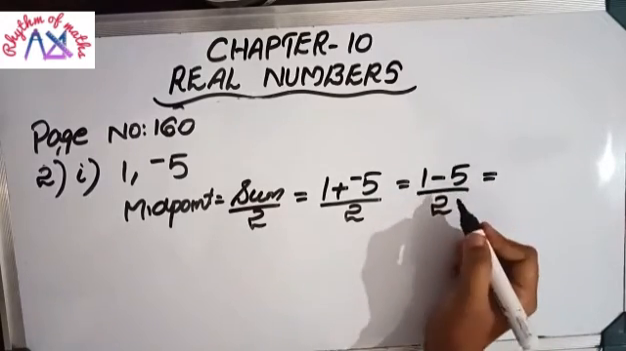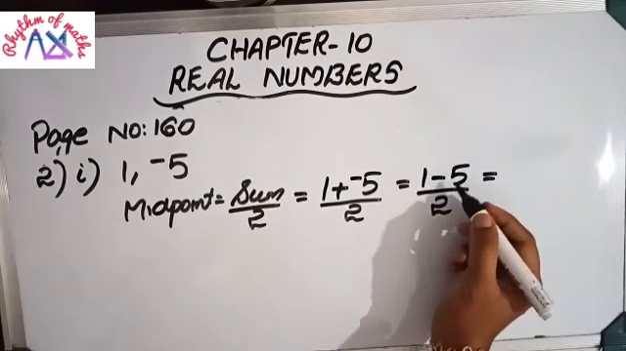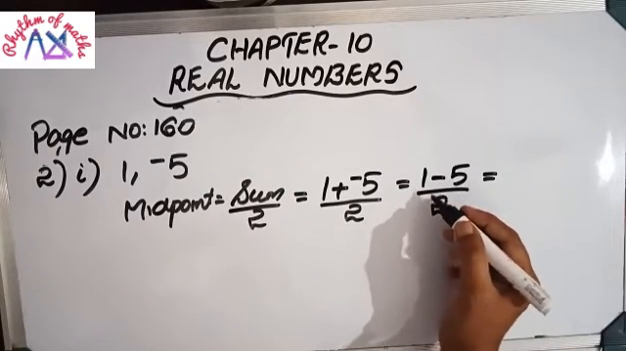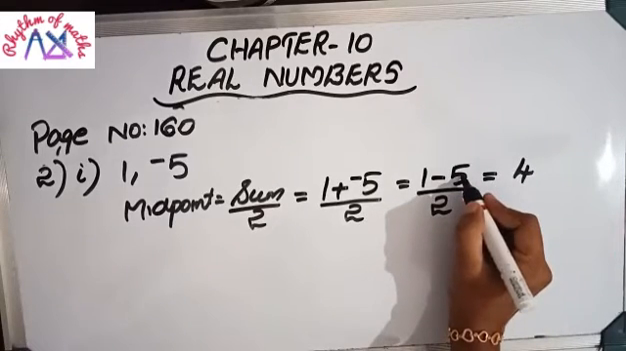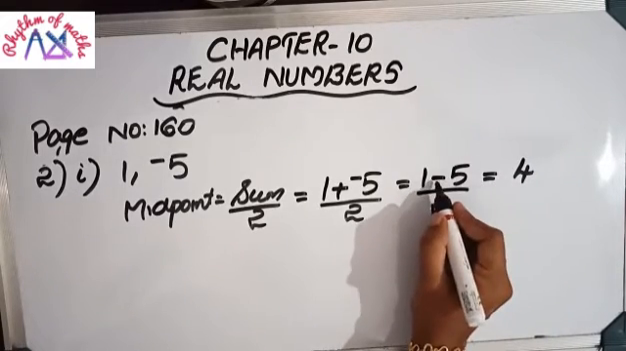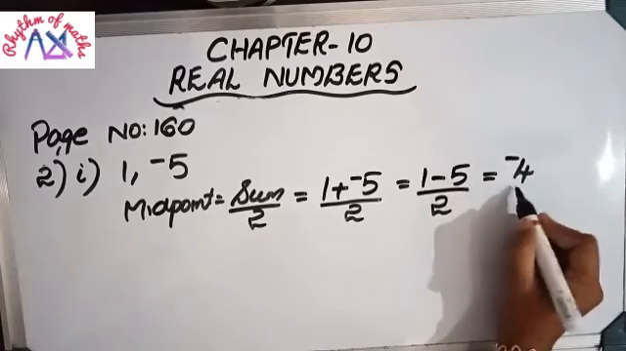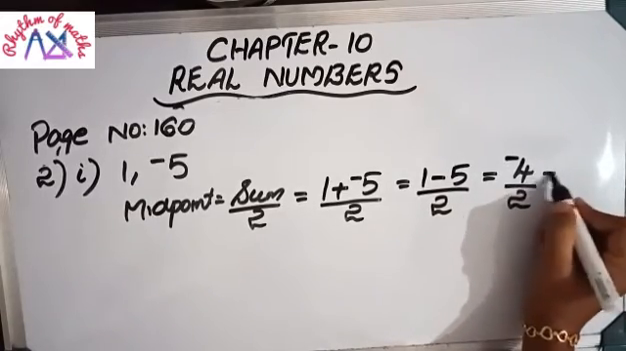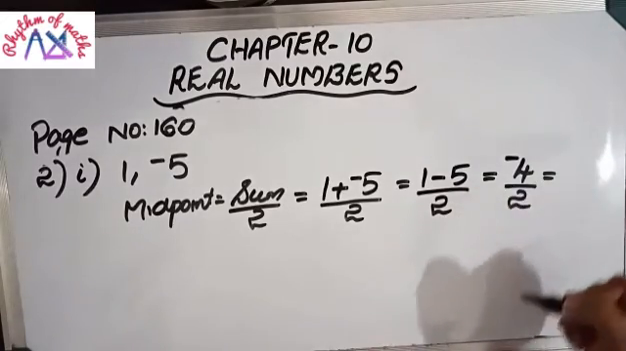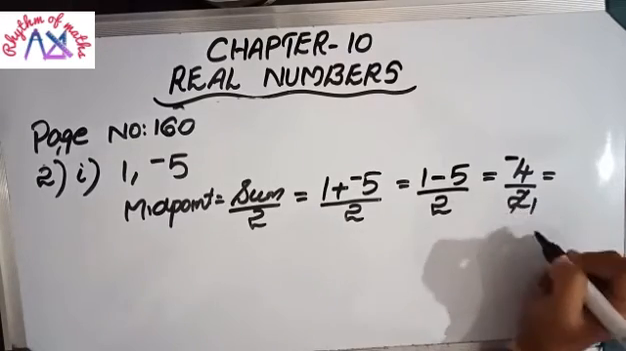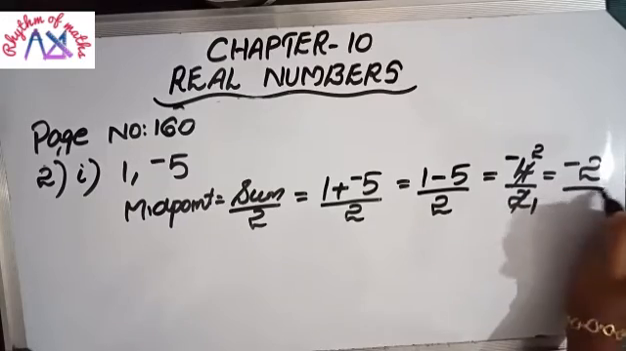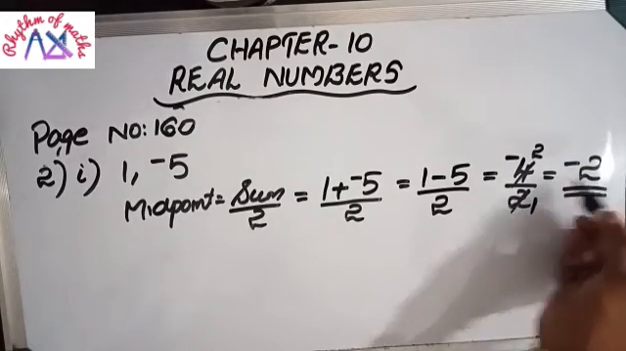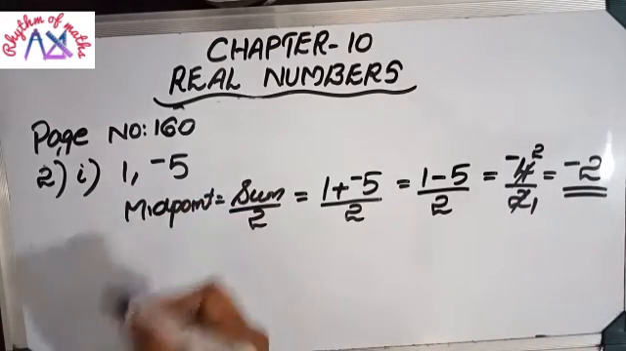What will be the answer? 1 is a positive number, 5 is a negative number. So different signs means 5 minus 1. The answer is 4. What is the sign of 5? The bigger number is 5, and that number's sign is negative. So minus 4 by 2. We can cancel this with 2. In 2 there is only one 2, in 4 there are two 2's. So the final answer is minus 2. Minus 2 is the midpoint of 1 and minus 5.